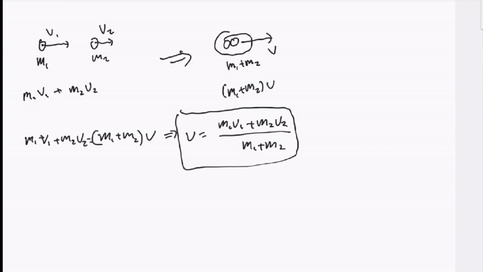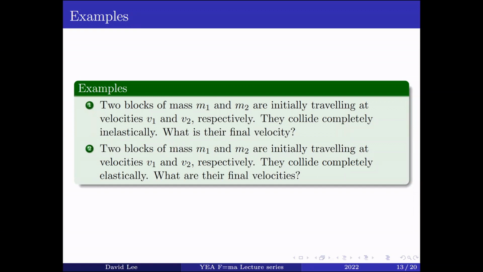Now let's go back to our slides for a moment and work on question 2. We have two blocks, mass m1 and m2, and now they collide completely elastically. This is slightly different, and it's also slightly harder. We want to find what their final velocities are. I'll give you another few minutes, see if you can try to solve this problem.